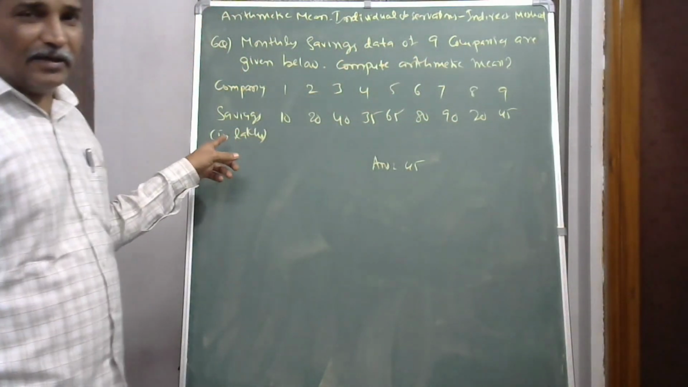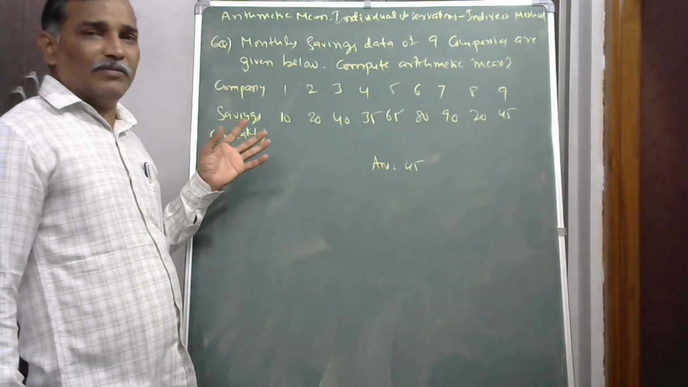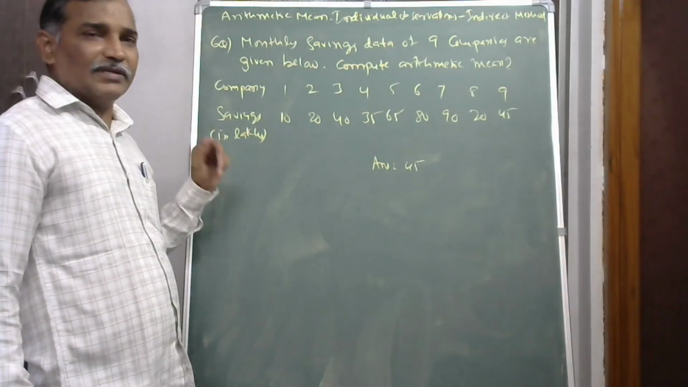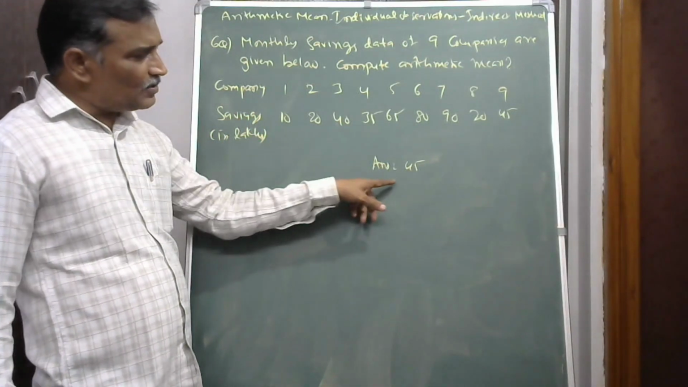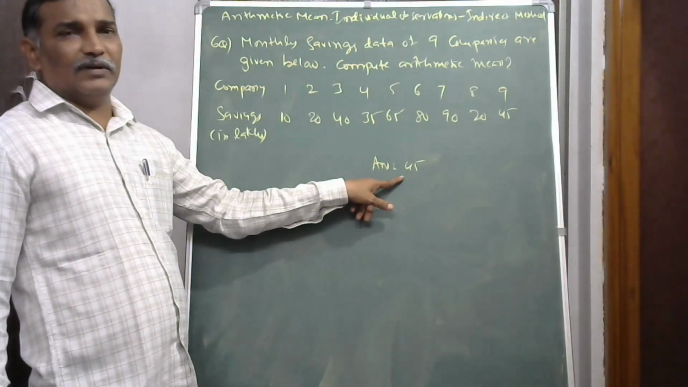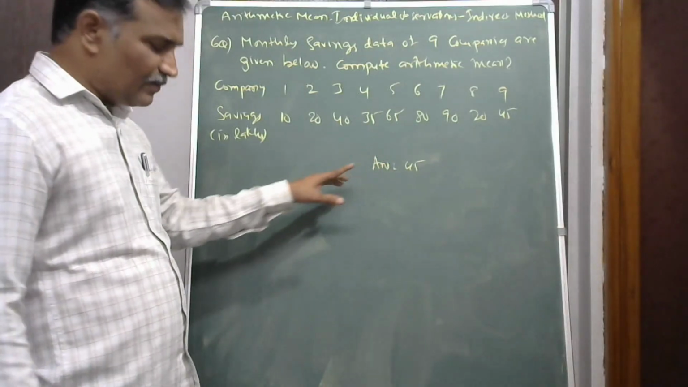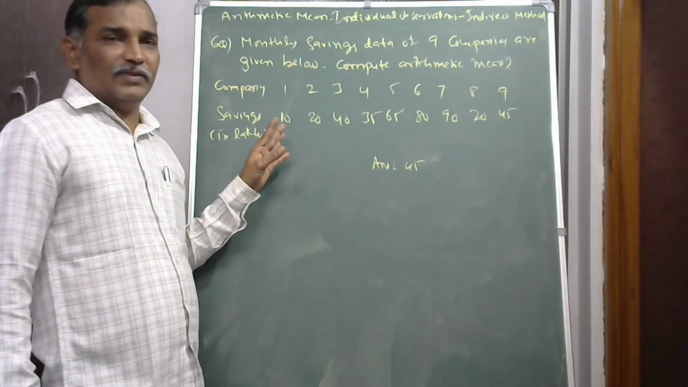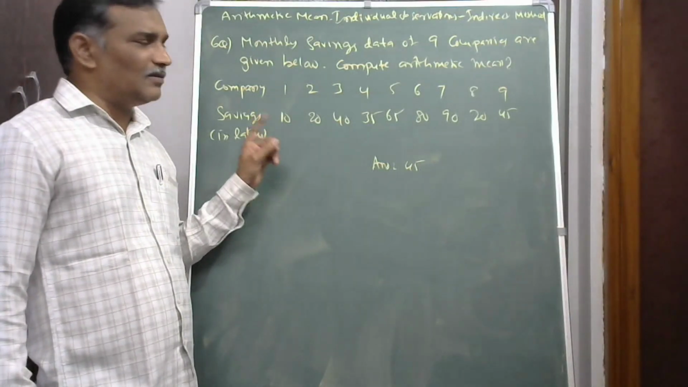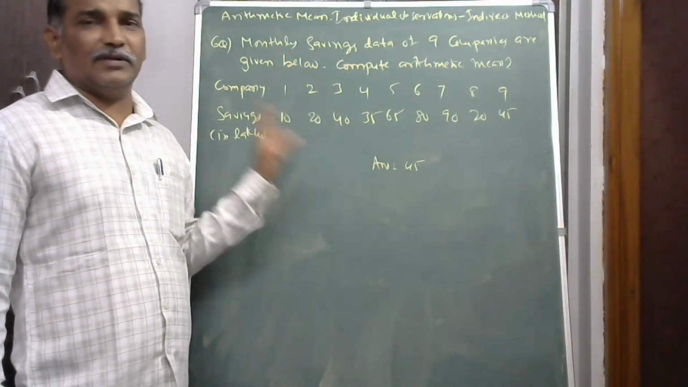So this is the data given. I request you all to solve this problem on your own and find out whether it is correct or not. The answer to this problem comes to 45. I further request you all to take 50 as the assumed mean and solve this problem and check whether you got the same answer or not. Thank you.